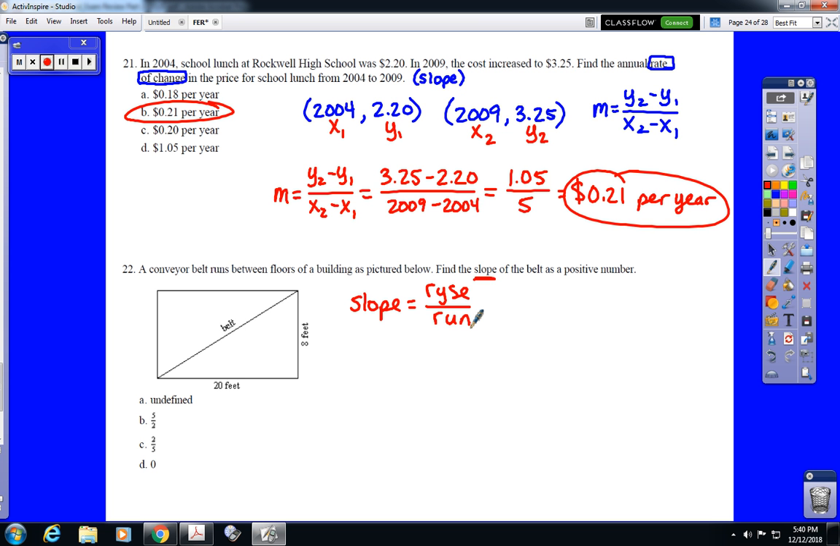Now, in terms of this diagram, they've already told you the change in y and the change in x. The rise, or change in y, is 8, and the run is 20. So all we have to do is plug those values in: 8 feet over 20 feet. And reduce that fraction. They're both divisible by 4, so we divide the top and the bottom by 4, and we get 2 fifths for our slope. So we would say C, 2 fifths.